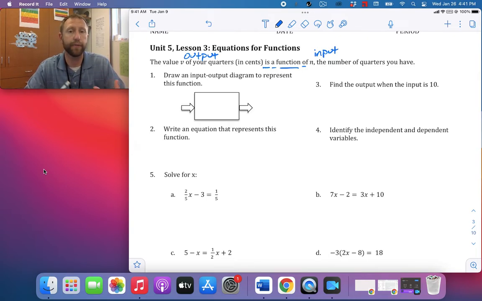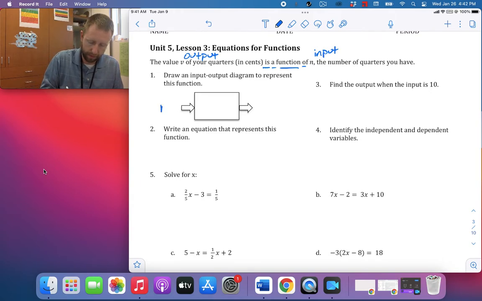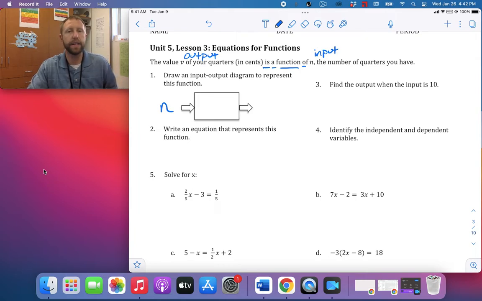So when it says for number 1 here, draw an input-output diagram to represent this function, I know my input is n, the number of quarters I have. So I'm going to put that there. My output is the value v. So I'll put a v there.